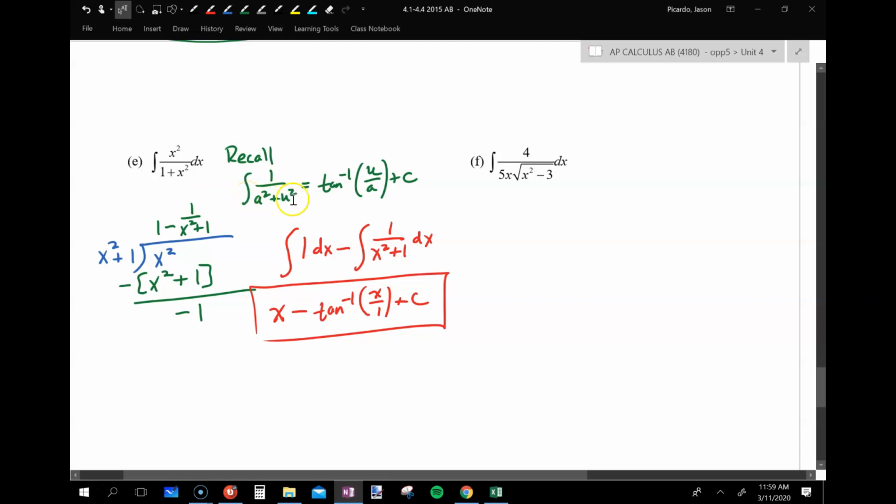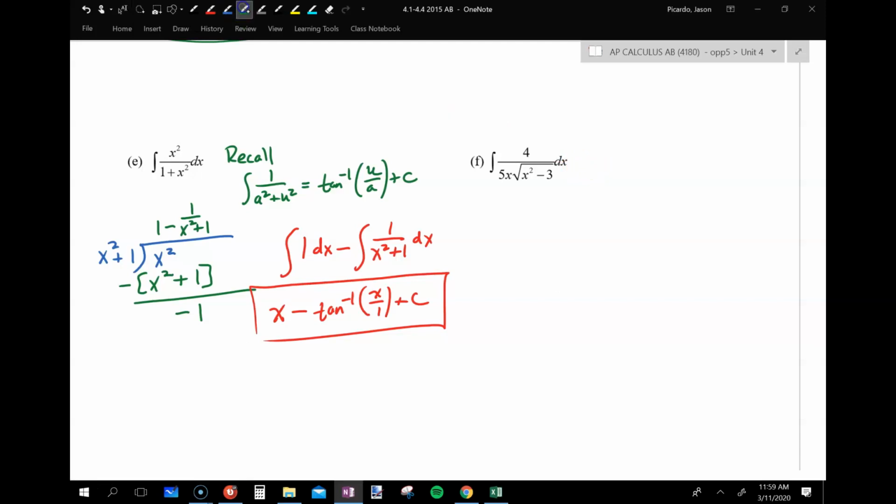This term right here is always going to be the variable, right? This is always going to be the variable. So the variable always goes on top. The a is always going to be your constant value. Give me something I can do with f right away. Pull the 4/5.